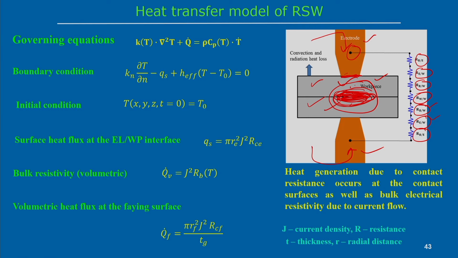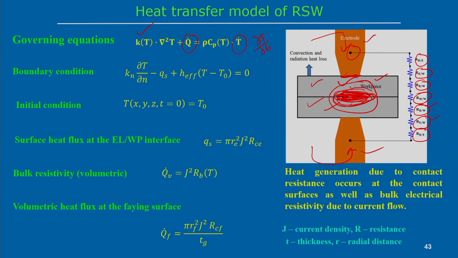Now, mathematically, what equation do we need to solve, and how can we represent the different kinds of heat source or heat generation during the resistance spot welding process? For the governing equation, we are interested in the temperature distribution in the domain, so the heat conduction equation has to be solved. Here this is a different form of the heat conduction equation, and Q dot is the internal heat generation term, and rho Cp T dot is equal to rho Cp del T by del t. So, this is the transient heat conduction equation we need to solve.